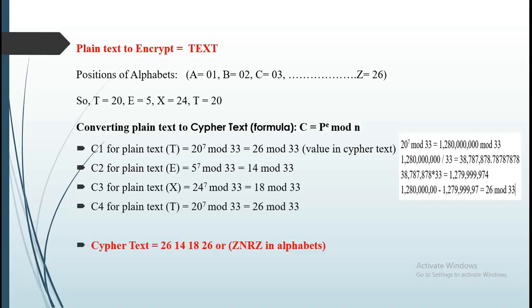So our final ciphertext in the number form is 26, 14, 18 and 26, and in the alphabetic form it is Z, N, R, Z, because position 26 is Z in the alphabet and position 14 is N in the alphabet, and similarly position 18 is denoted by R in the alphabetic form, and position 26 again is denoted by Z in the alphabetic form.